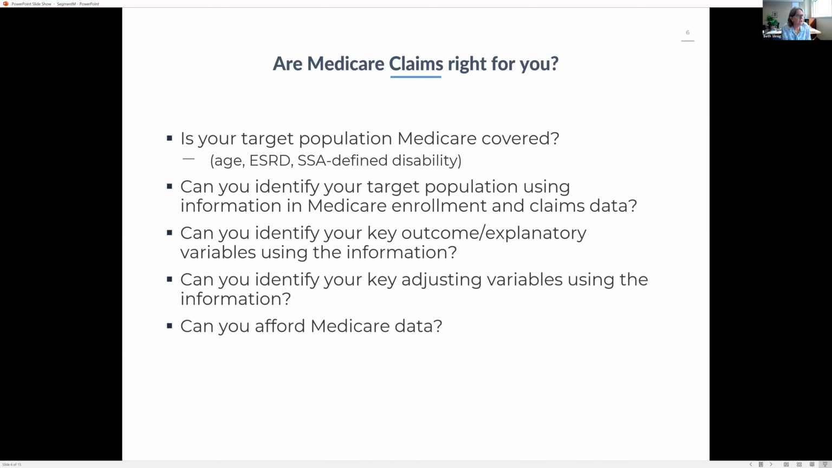So the first question you should be asking is, does your target population, is it Medicare covered? So do they fall under the age, end-stage renal disease, Social Security Administration defined disability? As an example, is the condition you want to study in fact a condition that these populations have? Is it a procedure that is commonly used by these populations?